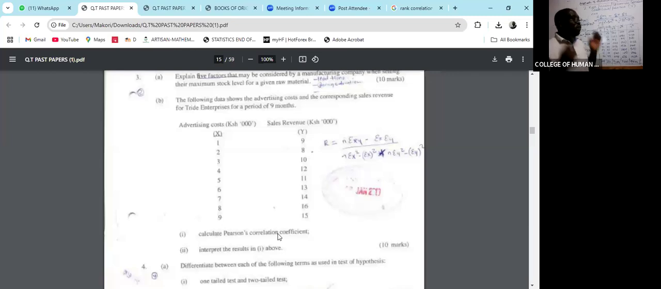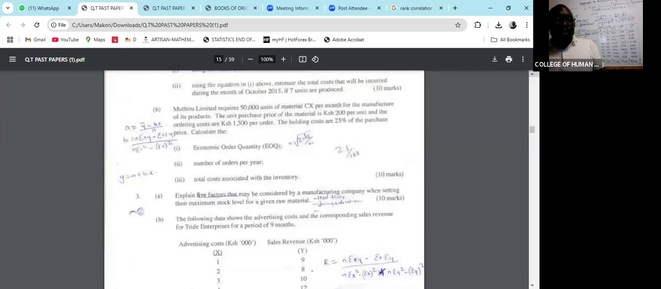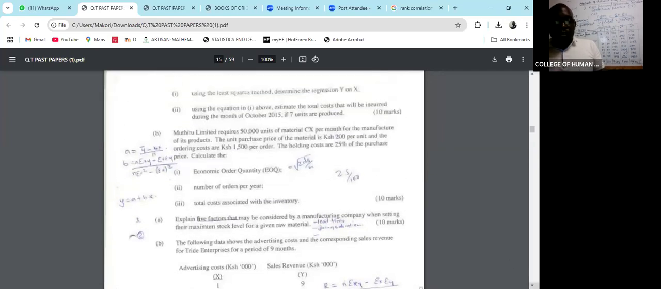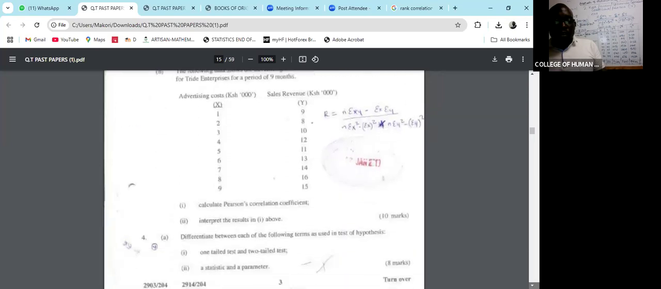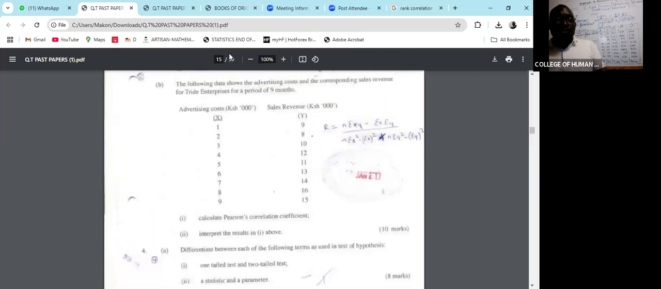That is what we call the correlation coefficient. So if you have the past papers, you will scroll to page 15, question 3B. Alternatively, you can locate this paper. This is an examination of November 2018, question 3B. But the easiest, because the past papers are the same ones, you scroll down on your screen where there is page 15. Look at that question 3B.